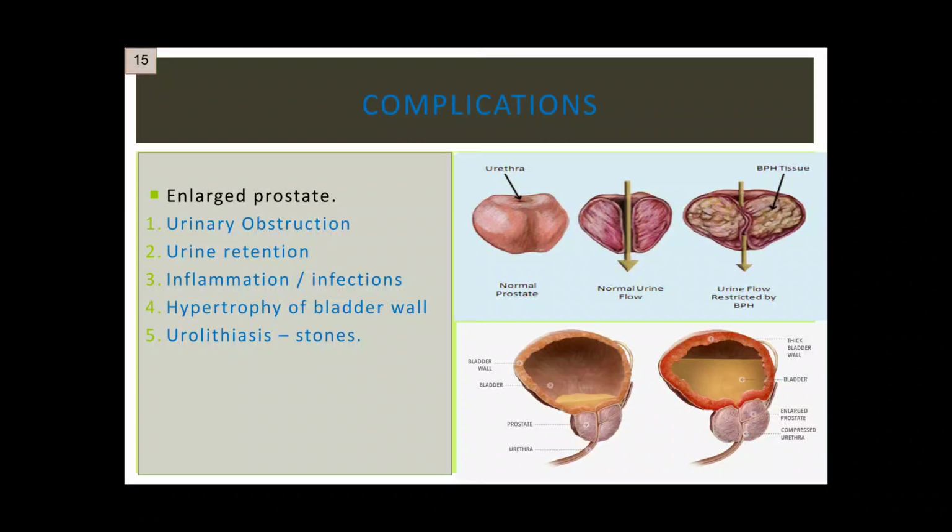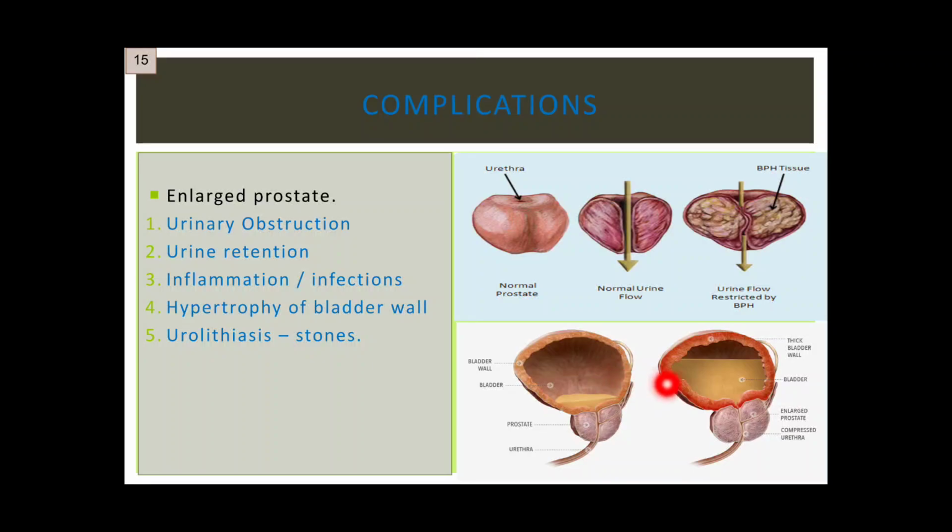Now next we come to the complications of BPH. Now when BPH has occurred, there is prostatic enlargement. So this is the normal prostate and this is the normal prostatic urethra, and this is the flow of the urine. But when there is enlarged prostate, nodular enlargement of prostate, then there is obstruction of the prostatic urethra and there will be urinary obstruction. And when there is urinary obstruction, there will be retention of some urine in the urinary bladder. And because of this stasis of this urine in the urinary bladder, there can be inflammation and infections which can occur in the urinary bladder.